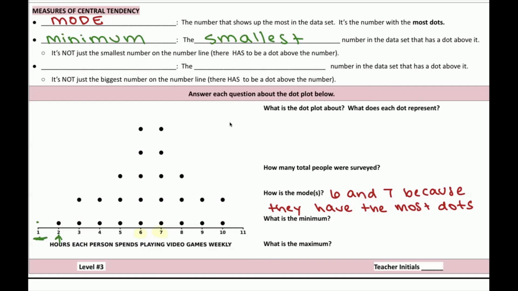Then our last note is maximum, which is the opposite of minimum and is the largest number in the data set. Once again, that has a dot above it. I use this dot plot on purpose because I always notice that students will say, oh, 11's the maximum. But remember, there's no data above 11, so that's not the maximum. The maximum here would be 10 because it's the largest number that has a dot above it.